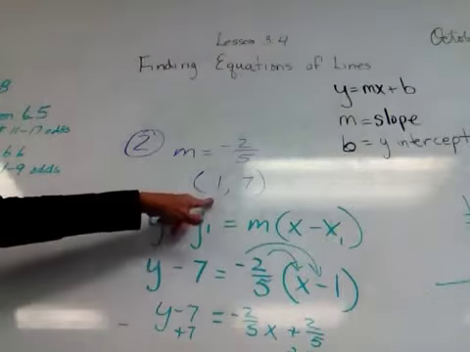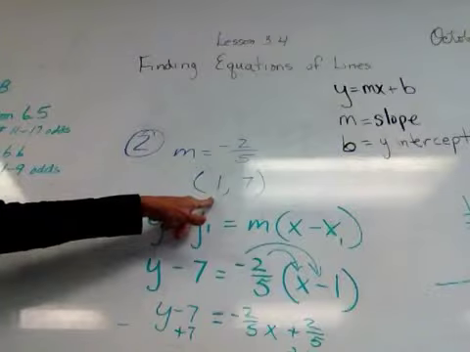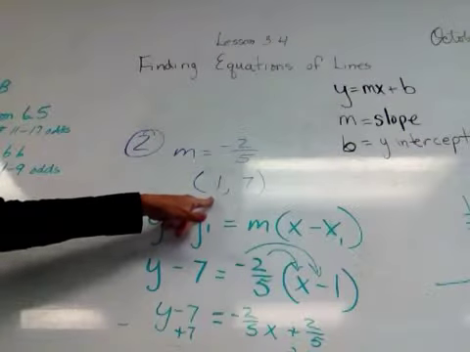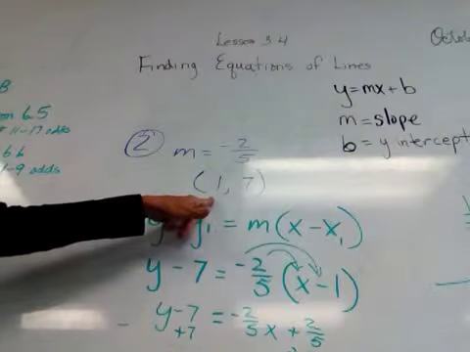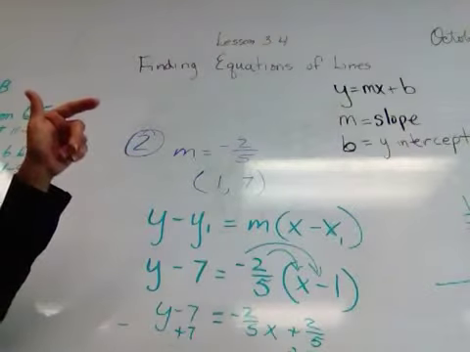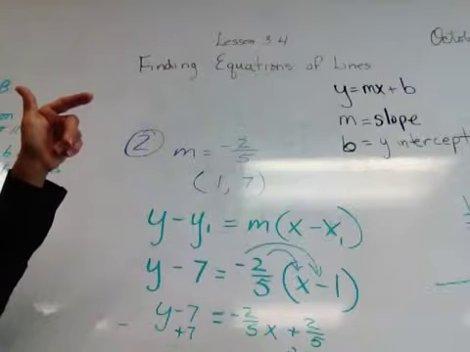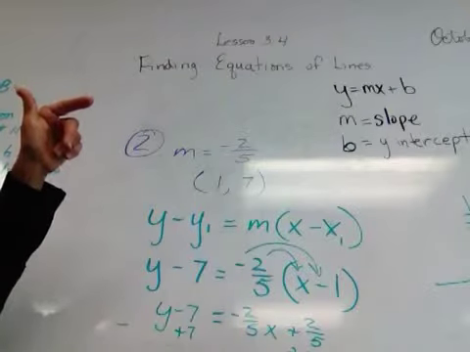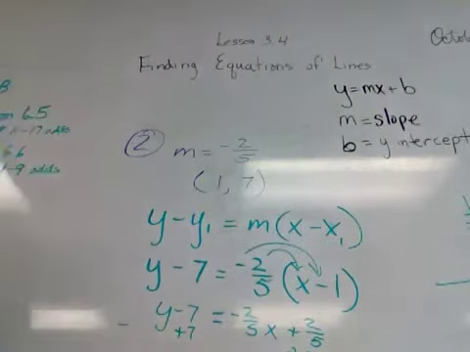But if it's just passing through a set of points, it just says passing through 2 and 7. Well, 2, 7 is not the y-intercept. So you'd have to use this formula. Oh, can 7 over negative 4 reduce? No, it can't.